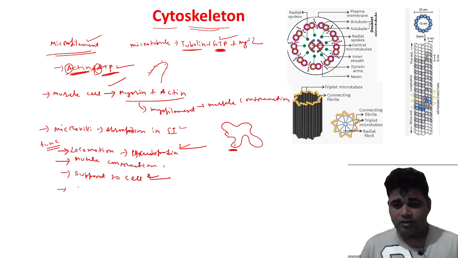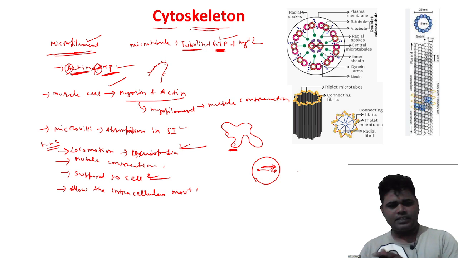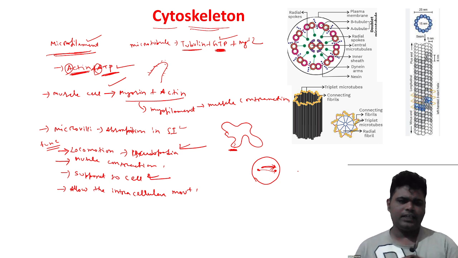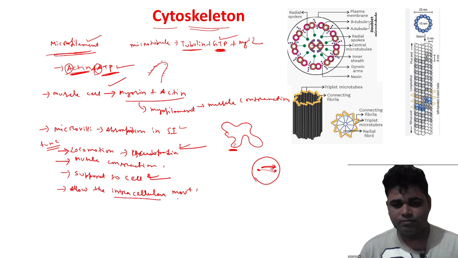So now it also allows the intracellular movement. Intracellular movement means, suppose inside a cell, suppose this protein wants to go here. So it can occur only by the microfilament. That means microfilament helps in the movement of anything inside the cell. That means it can move the protein, it can move the carbohydrate, it can move the lipid. So it allows the intracellular movement.